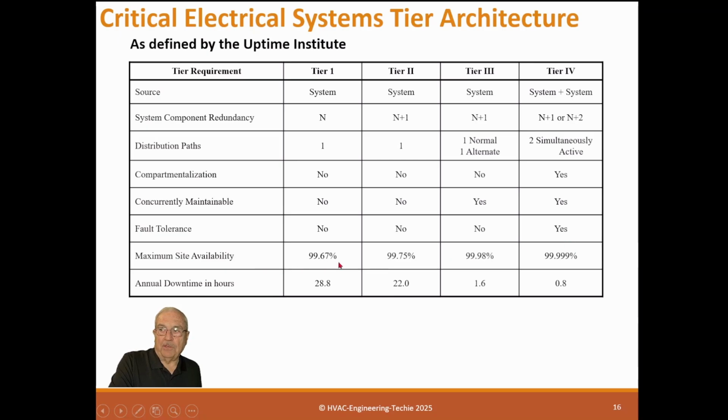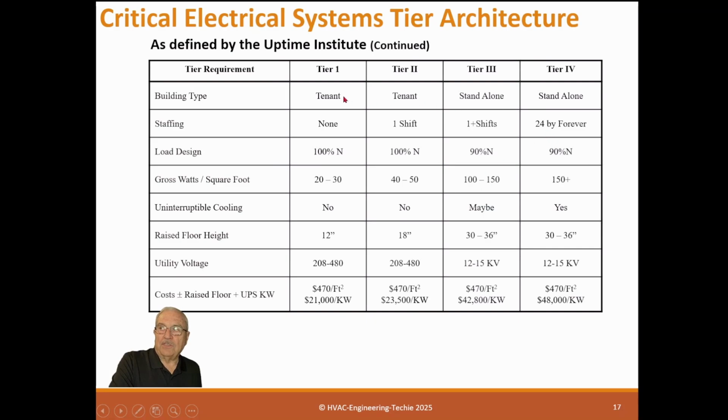Maximum site availability, that's the one I just talked about, and the downtime. And here you can see what kind of building this can go in. This could be a tenant space or a room inside a building. Tiers 3 and 4 have to be standalone buildings. You can't have any other building occupancy in that space. You can have a data center with a small office in it for the technicians of the data center, but you can't have any other occupancy in there.